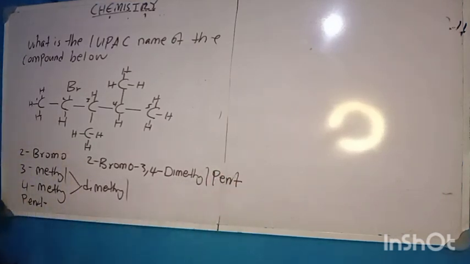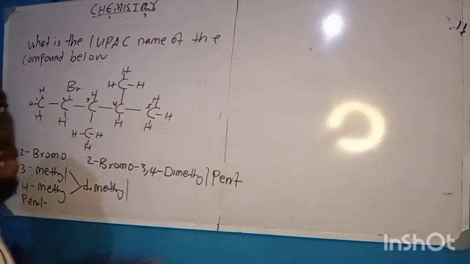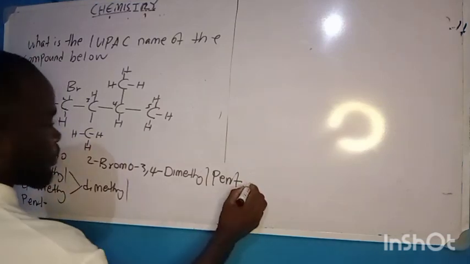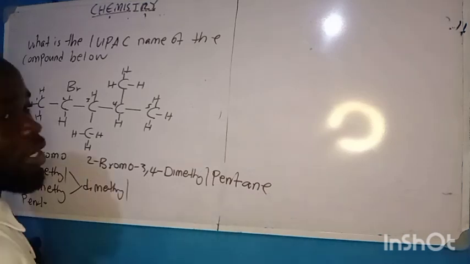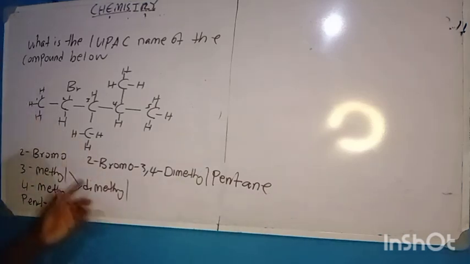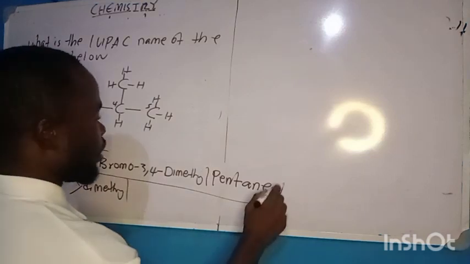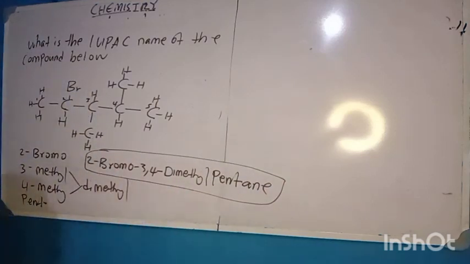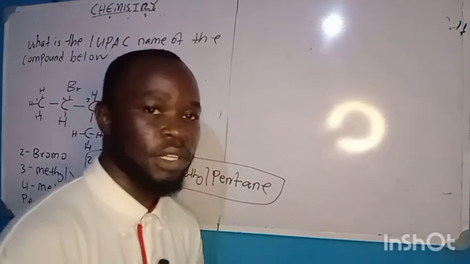This is a saturated compound, saturated in the sense that all the bonds are single. So this is going to be pentane, where ANE here means it's an alkane compound. So this is just the name. The name will be 2-bromo-3,4-dimethylpentane. That is just how to name that compound. Thank you. See you in the next video.